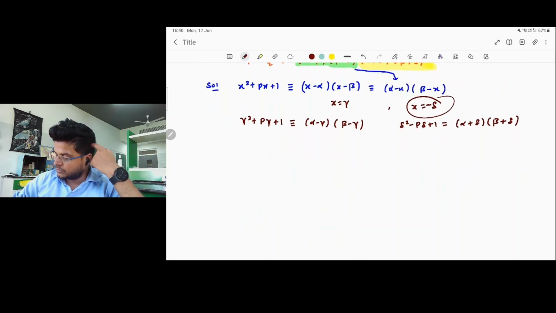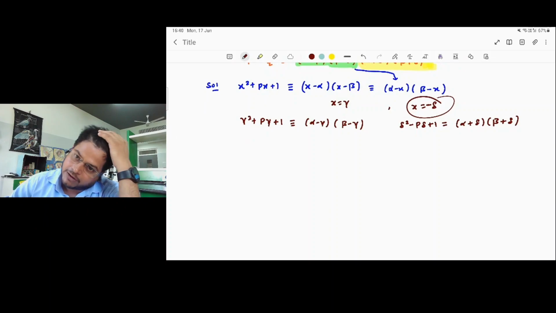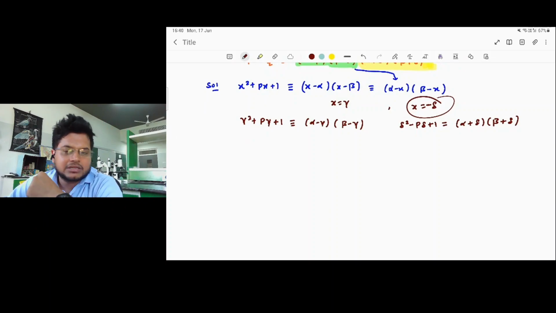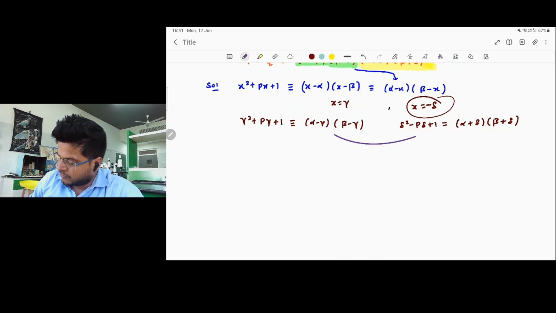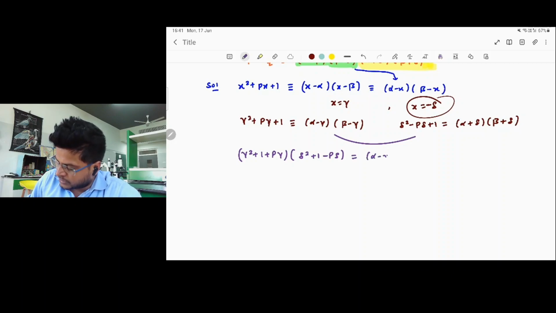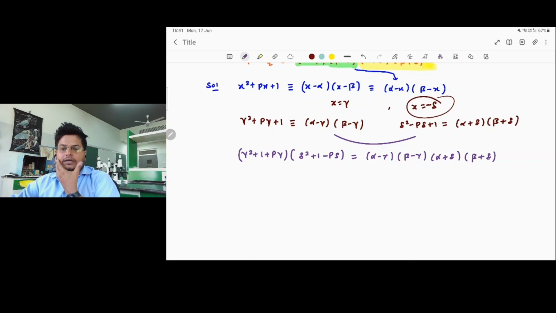Now you can see you have generated alpha minus gamma, beta minus gamma, alpha plus delta and beta plus delta. So what is the next part? The next part is that you have to just multiply them. So when you multiply these equations, what you'll be getting? You got something like gamma square plus 1 plus p gamma multiplied by delta square plus 1 minus p delta equals the required quantity, which is alpha minus gamma, beta minus gamma, alpha plus delta and beta plus delta. Okay. Now, how shall we proceed?